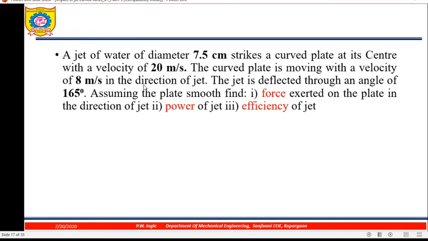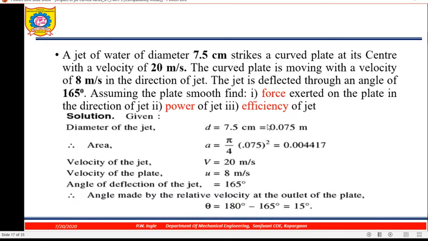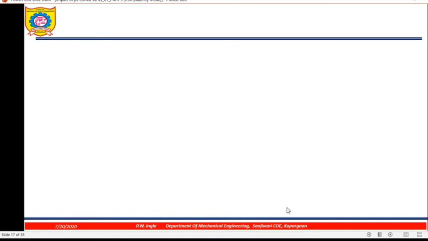Everything is given in the problem. So u equal to 8 meter per second. The jet is deflected through an angle of 165 degrees. Assuming the plate is smooth, calculate the force exerted, power and efficiency of the jet. So first of all, what is given? Diameter of jet, so calculate area, then velocity of jet v, velocity of plate u, angle of deflection of jet. Therefore the angle made by relative velocity at outlet of plate is 180 minus 165.